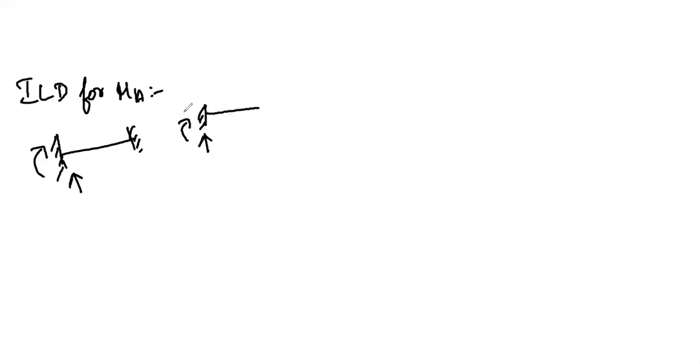Here we want to find the influence line diagram for moment alone. If so, what we must do is remove this moment-causing quantity and retain the reaction. For that, I am going to insert a hinge at the point.